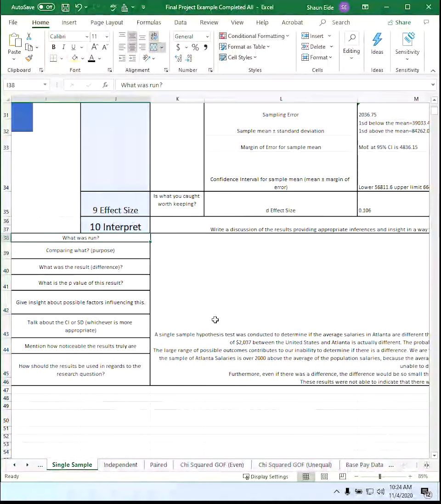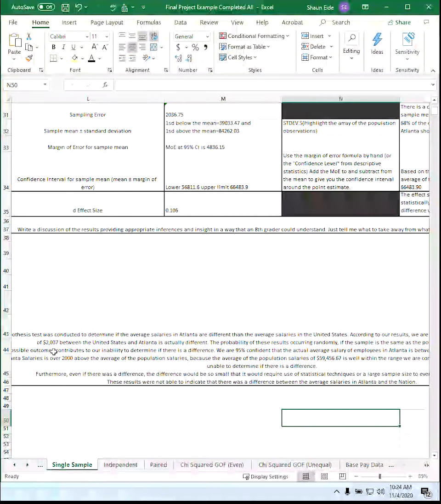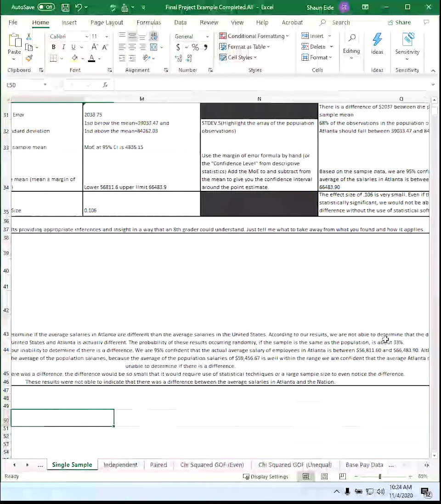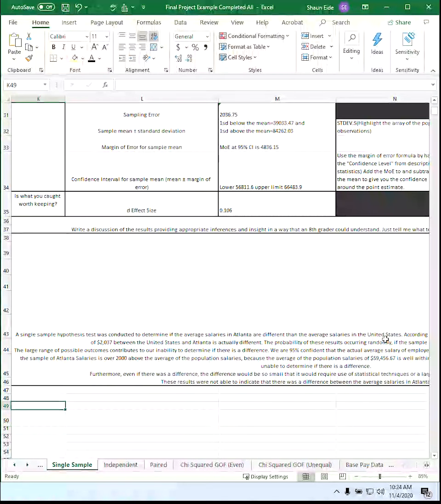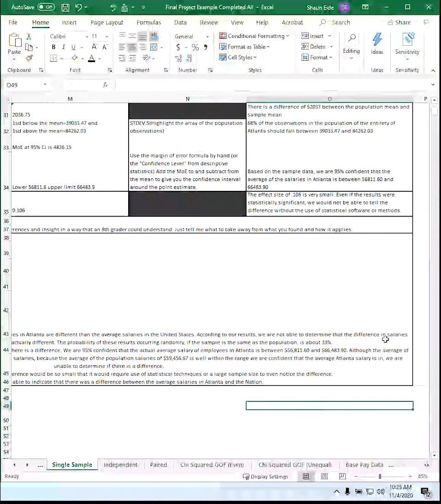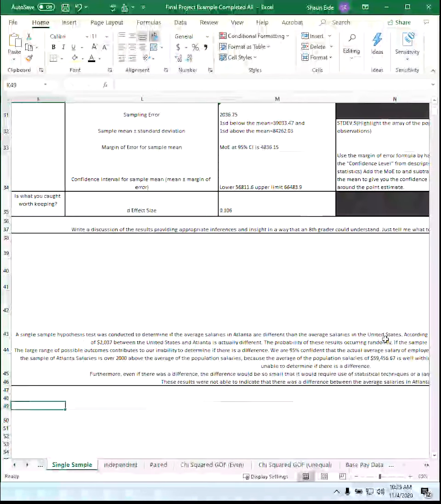According to our results, we are not able to determine that the difference in salaries of 2,037 between the United States and Atlanta is actually different. So there's a difference, but it's not a significant difference. It just happened by chance. The probability of these results occurring randomly in the same population is about 33%. The large range of possible outcomes contributes to our inability to determine if there's a difference.